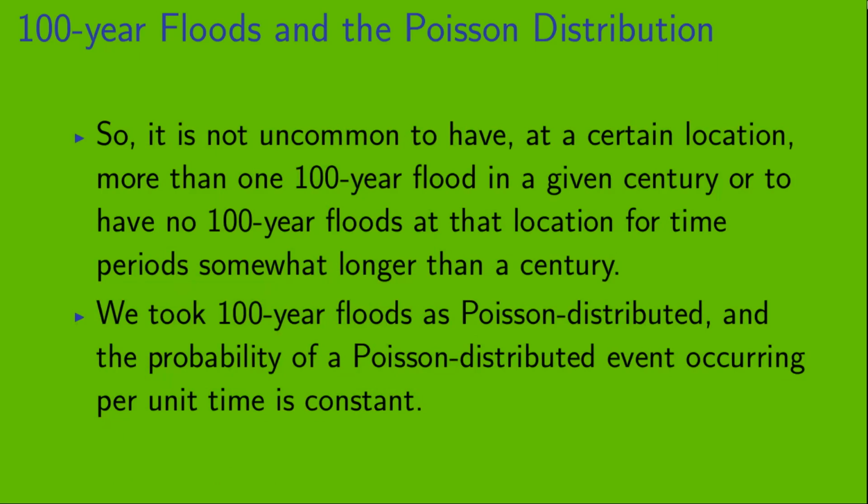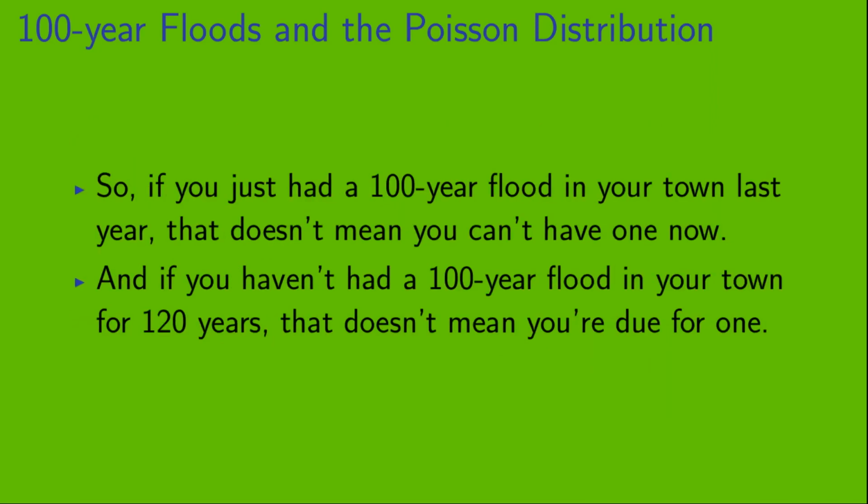So it is not uncommon to have, at a certain location, more than one 100-year flood in a given century, or to have no 100-year floods at that location for time periods somewhat longer than a century. We took 100-year floods as Poisson distributed, and the probability of a Poisson distributed event occurring per unit time is constant. So if you just had a 100-year flood in your town last year, that doesn't mean you can't have one now. And if you haven't had a 100-year flood in your town for 120 years, that doesn't mean that you're due for one.